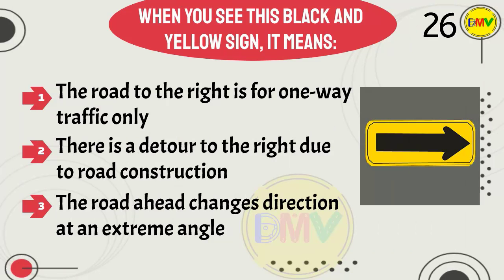Question 26. When you see this black and yellow sign, it means: 1. The road to the right is for one-way traffic only. 2. There is a detour to the right due to road construction. 3. The road ahead changes direction at an extreme angle.